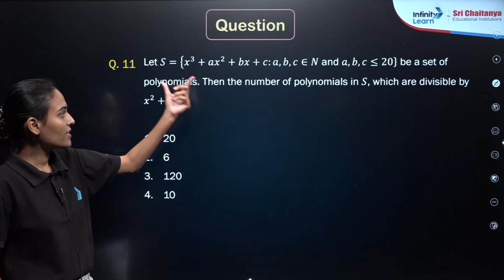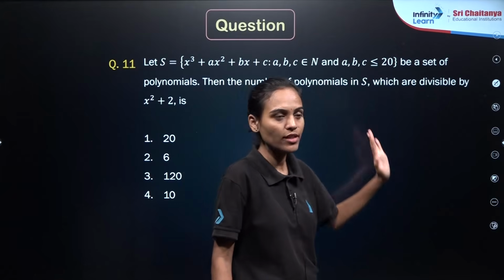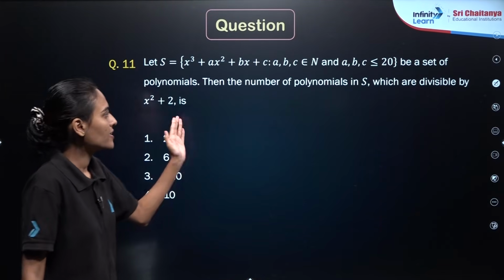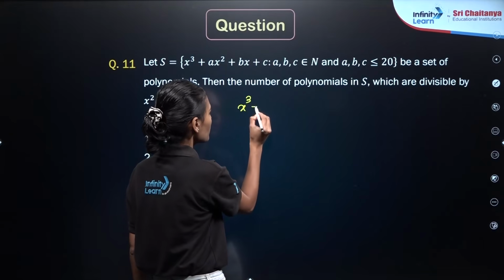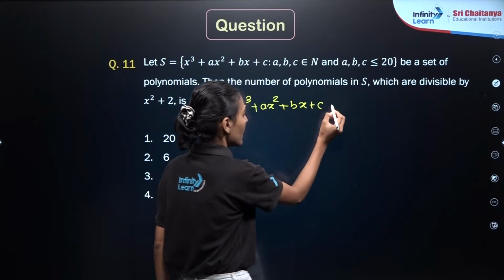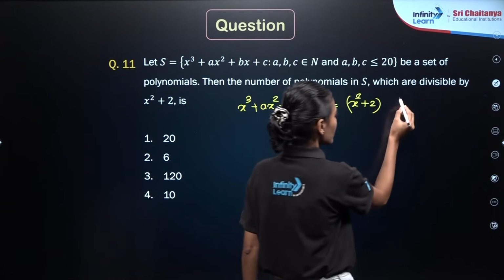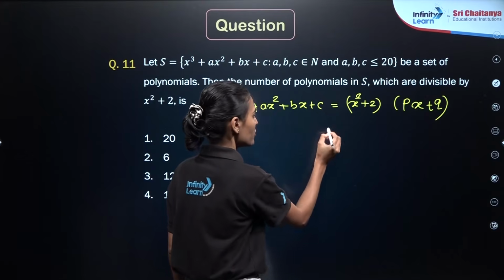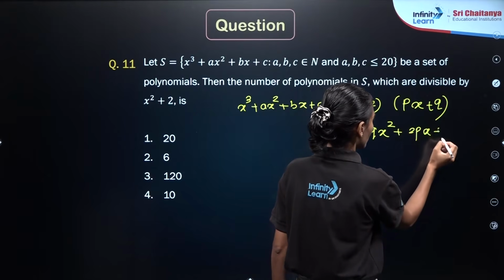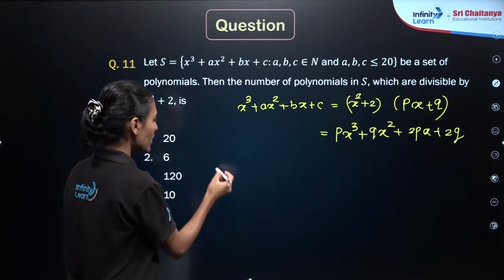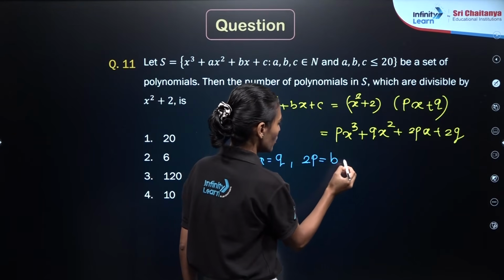In question number 11, you have capital S, a set containing cubic polynomials of the type x cube plus ax square plus bx plus c, where a, b, c are natural numbers less than or equal to 20. Then the number of polynomials in S which are divisible by x square plus 2, that we need to find. So here I will write the polynomial x cube plus ax square plus bx plus c, as I want it to be divisible by x square plus 2. So one of the factors has to be x square plus 2. The next possible factor will be px plus q. So this will be equal to px cube plus qx square plus 2px plus 2q. Comparing coefficients, we will get p equals 1, then a equals q, b equals 2p, and then c equals 2q.